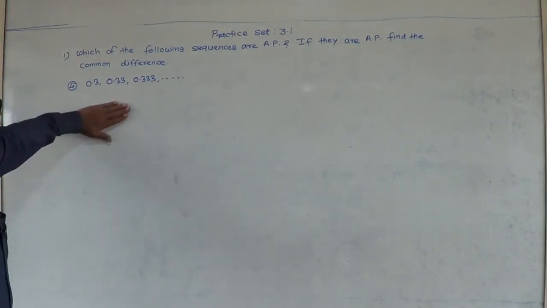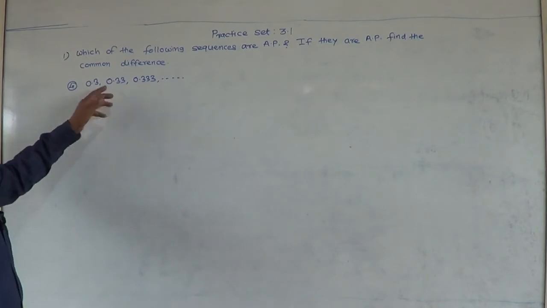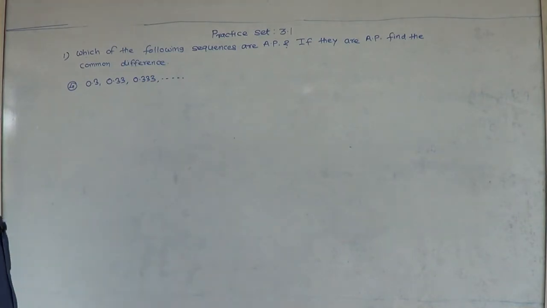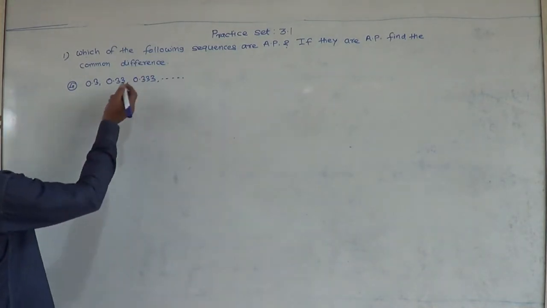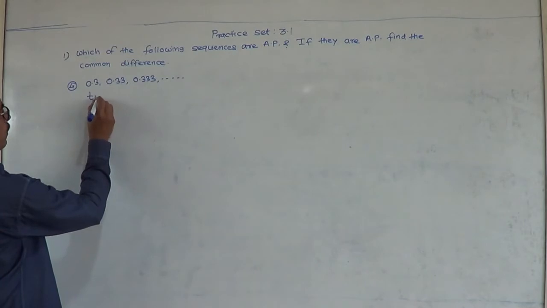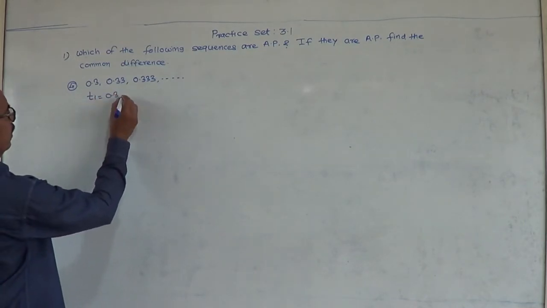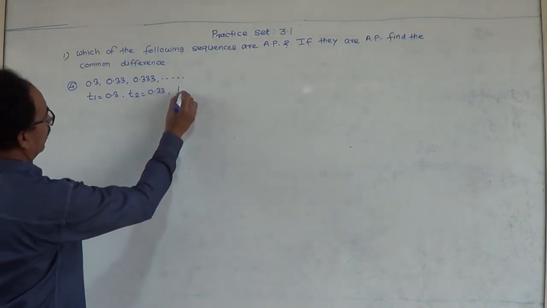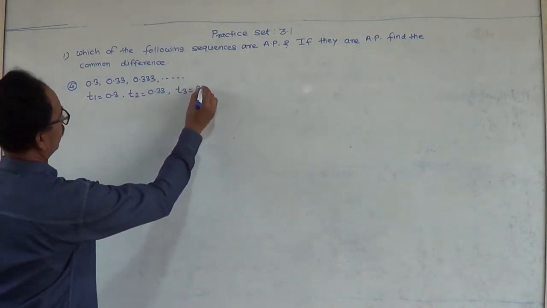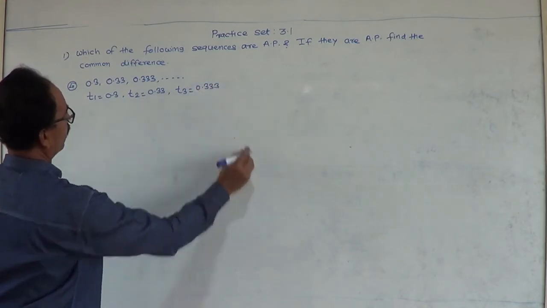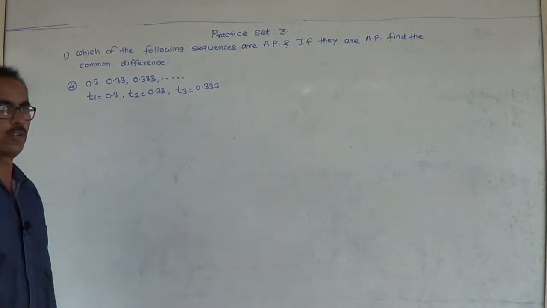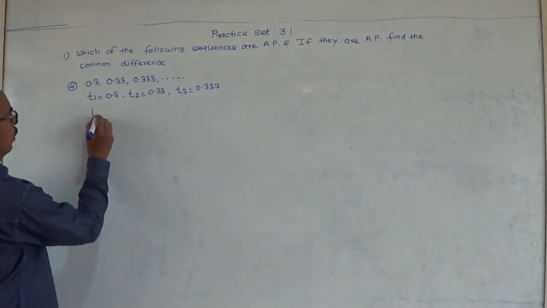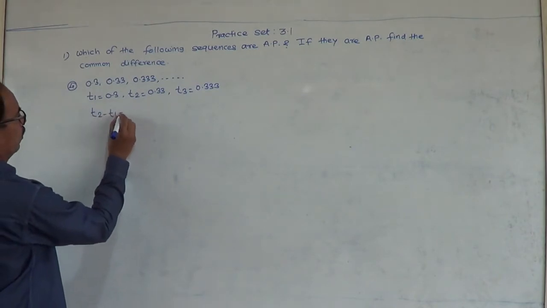Fourth example is given, that is the sequence 0.3, 0.33, 0.333. Here we will write T1, T2 and T3. Here T1 is 0.3, T2 is 0.33, T3 is 0.333. Now we will take the difference between two consecutive terms, that is T2 minus T1 and then T3 minus T2.